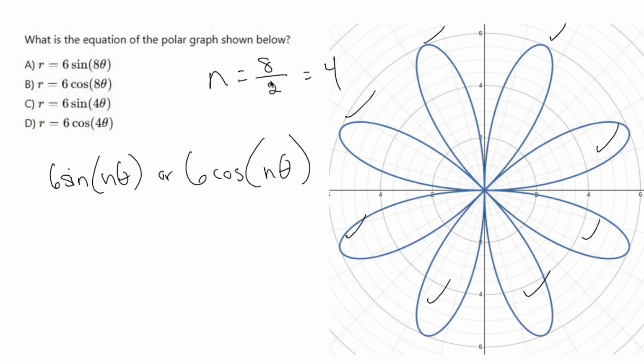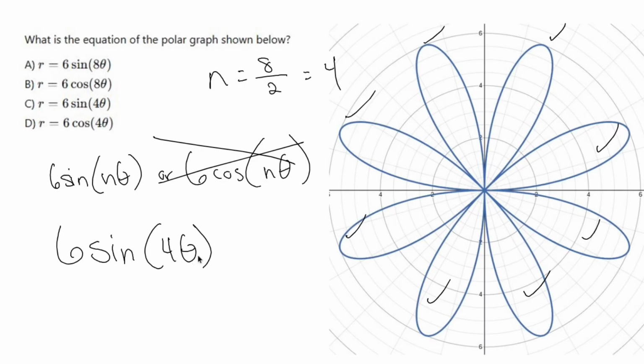Okay, now in order to determine whether this is sine or cosine, the cosine of a rose formula is going to live on the positive x-axis, whether that's even or odd petals. It's going to live on the positive x-axis for a cosine. This doesn't do that. Okay, it doesn't live on the positive x-axis, so this is going to be the sine version. So our answer is 6 sine 4 theta. And that's C.